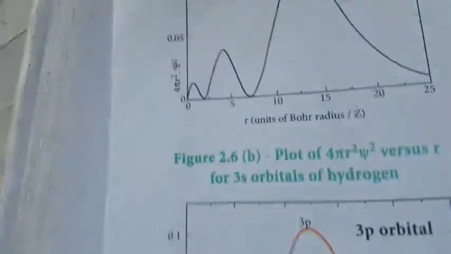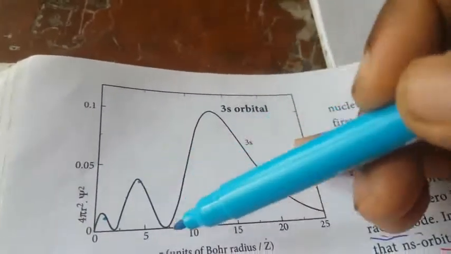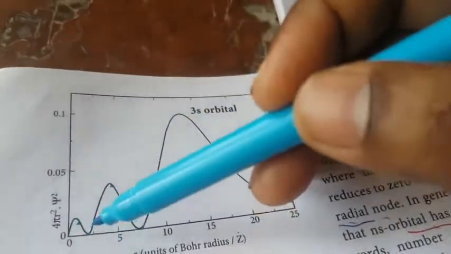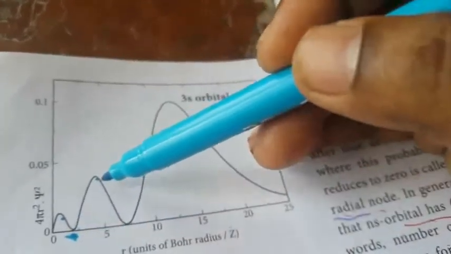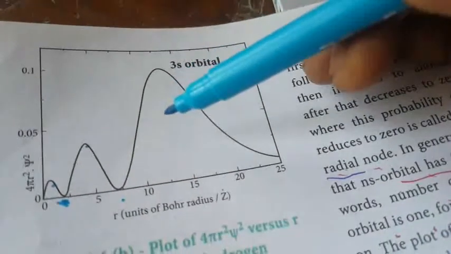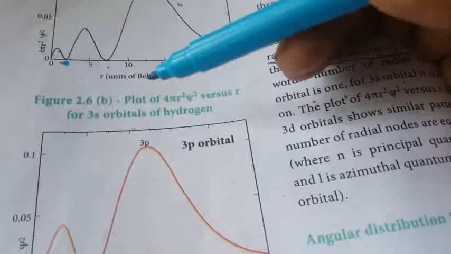This is the 2s orbital of hydrogen. Again the 3s orbital. This is 1s, then again 2s, then again 3s. The electron density decreases, then increases, then decreases and increases. From this we can conclude that there is some space available between the 1s and the 2s orbital.